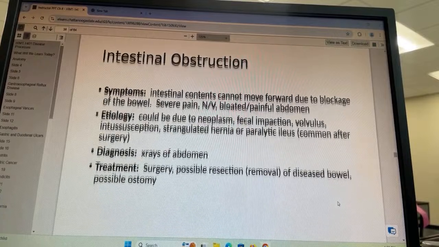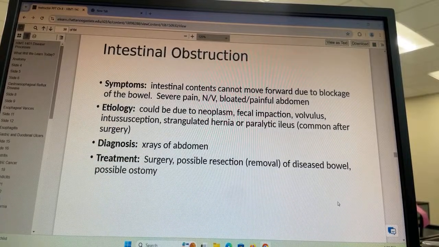Okay. Diagnosis is just going to be visualization. So an x-ray will show you if there's an object blocking it or if there's some kind of twisting going on. Treatment, depending on what it is, surgery can be an option, especially if it's like a volvulus. You're going to have to go in there and manually untwist it.